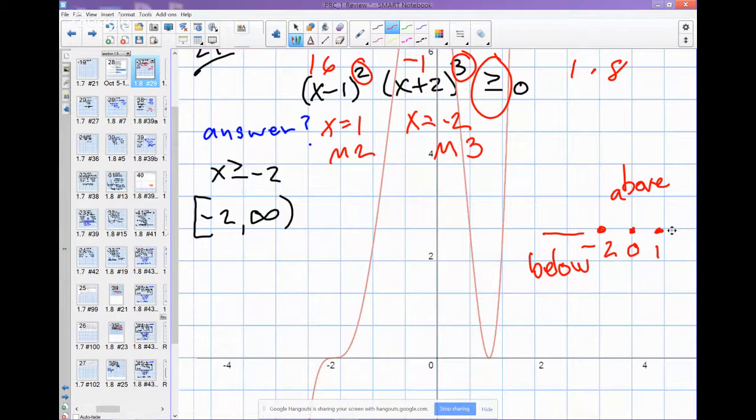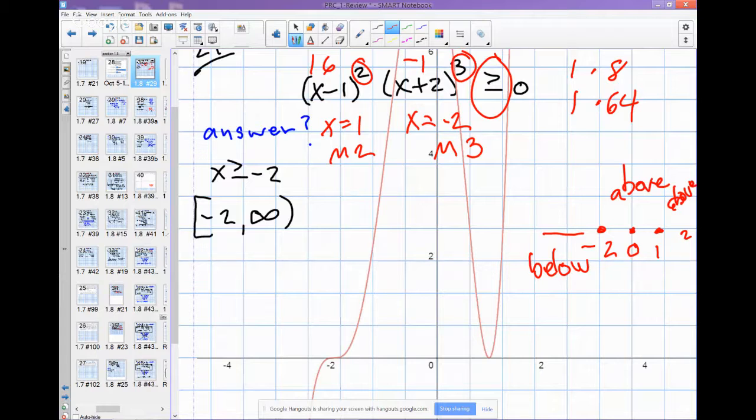Let's pick a number after 1, like let's say 2. What happens when you plug in a 2? 2 minus 1 is 1, squared is 1. 2 plus 2 is 4. 4 cubed is 64. And when you take 1 times 64, you certainly get a number above. So you can already see when this curve is on or above the x-axis.